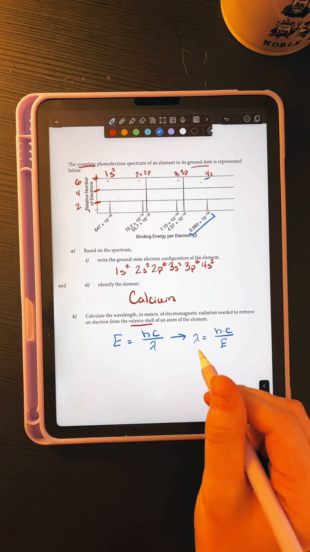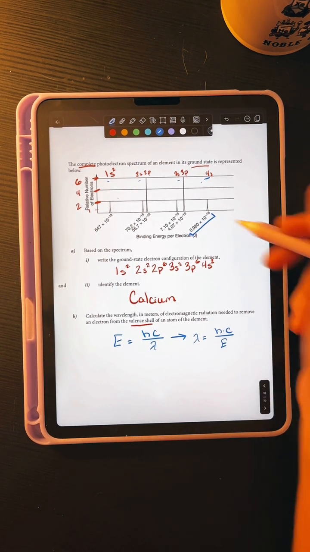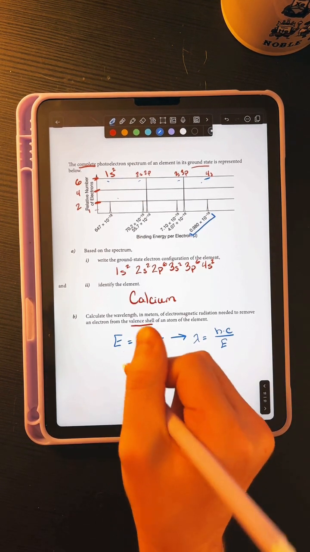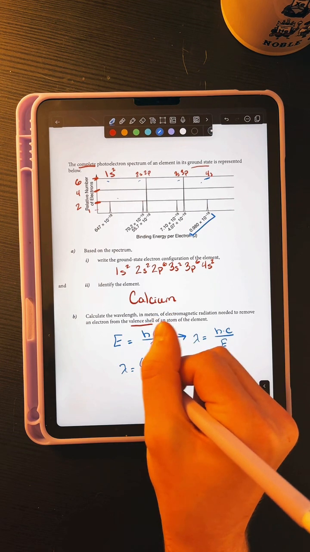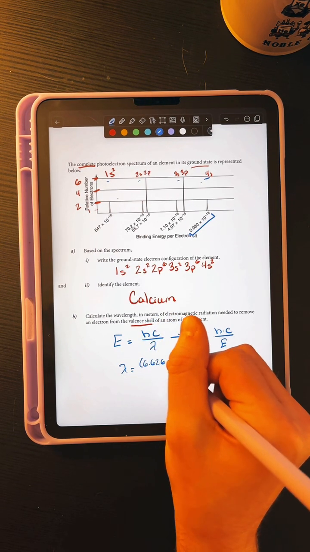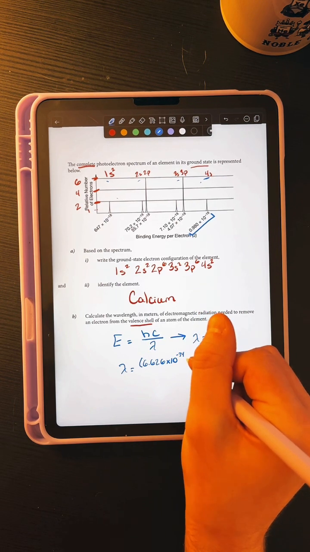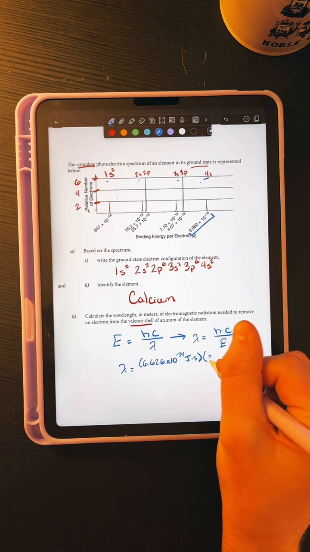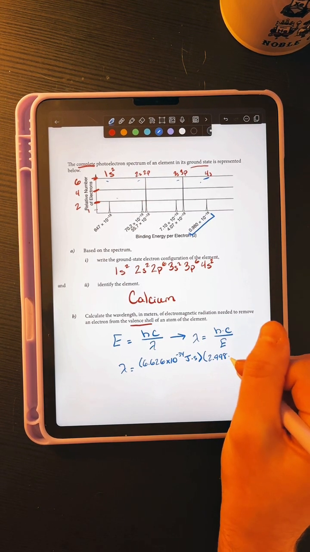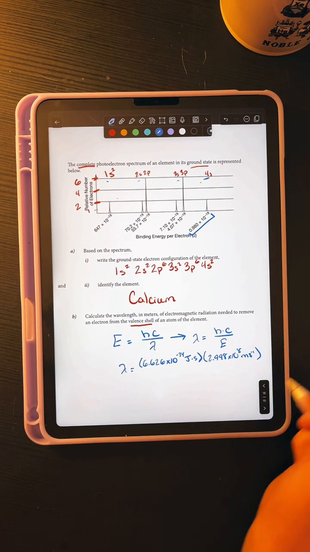So now we can plug in. h and c are constants, those won't change, and energy we're given. So now it's just a plug and chug. We have lambda equals our Planck's constant, that's 6.626 times 10 to the negative 34 joules times seconds. Speed of light is 2.998 times 10 to the 8th meters per second.